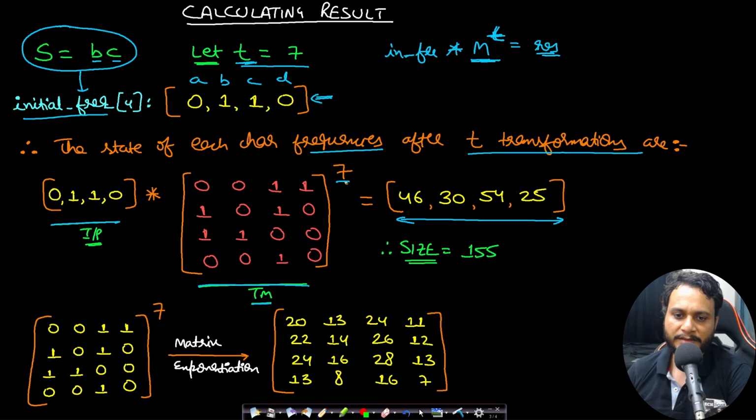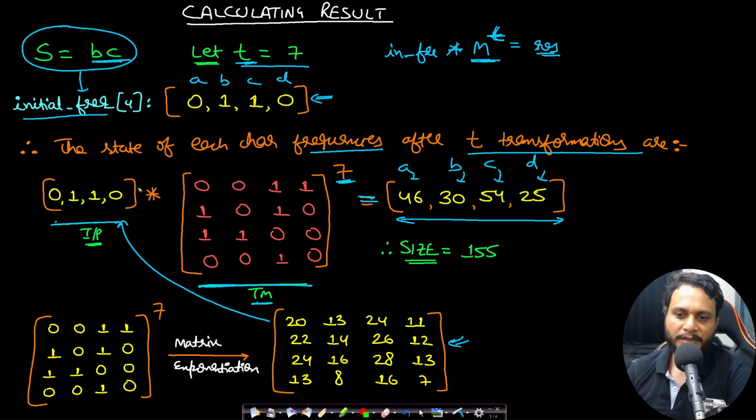Now before getting the result, if you want to calculate the transformation matrix raised to the power of 7 in this case, then you have to apply matrix exponentiation on top of it, and this is the intermediate result which I will get. I will be multiplying this with 0, 1, 1, 0, and then I will get the result 46, 30, 54, 25. This means that if you had started with BC, then after 7 transformations according to the given set of rules from which you derived the transformation matrix, your A frequency will be 46, B will be 30, C will be 54, and D will be 25.